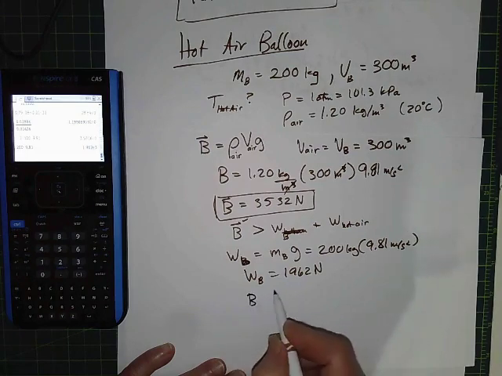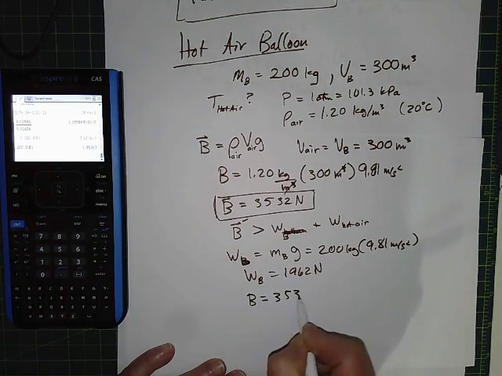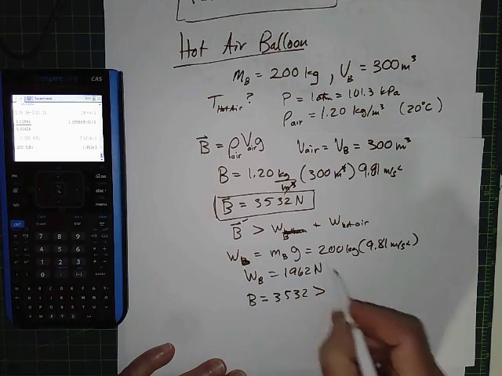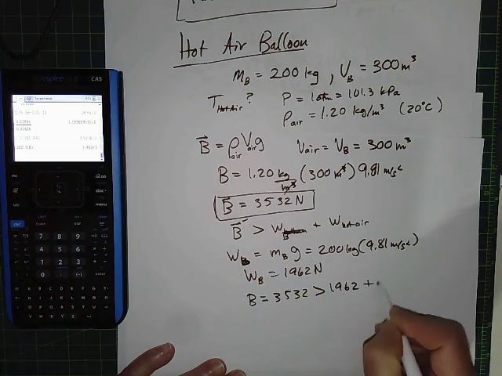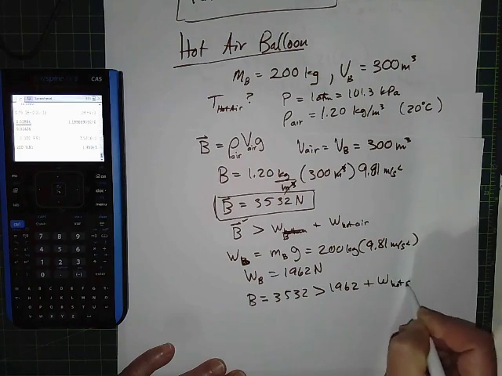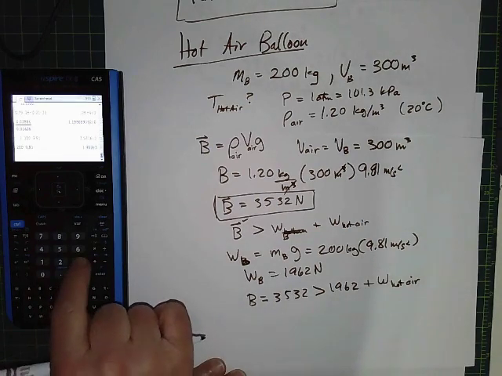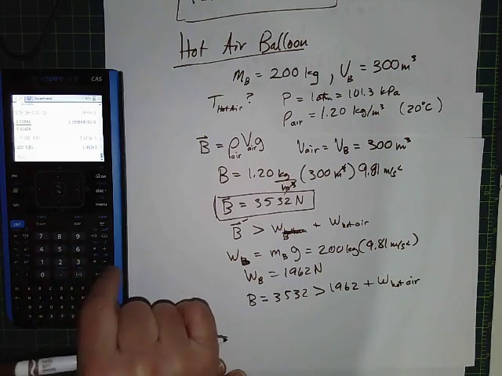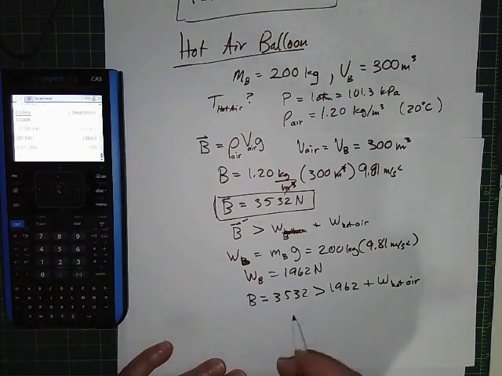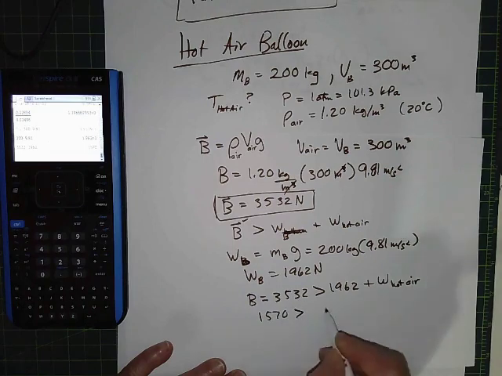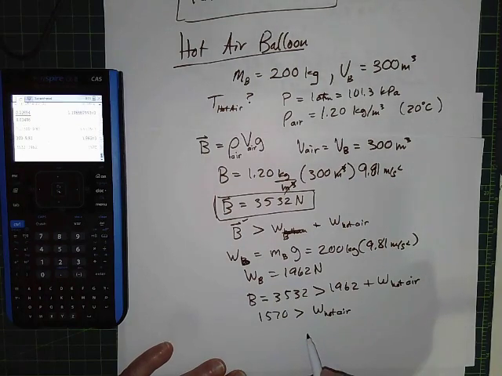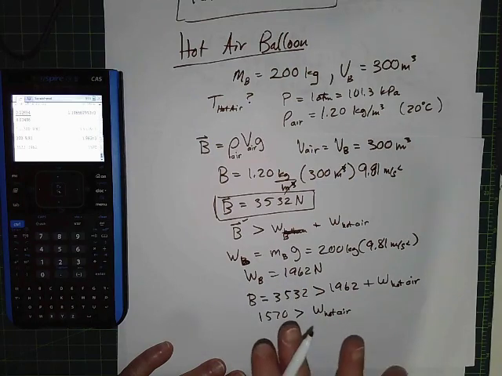And so we've got B, which is 3532, needs to be greater than the weight of the balloon, 1962, plus the weight of the hot air. Okay, and so rearrange or subtract 1962 from both sides, and so we get 3532 minus 1962. So 1570 is greater than the weight of the hot air. So if we set the weight of the hot air equal to 1570, that's the just-starting-to-float point.